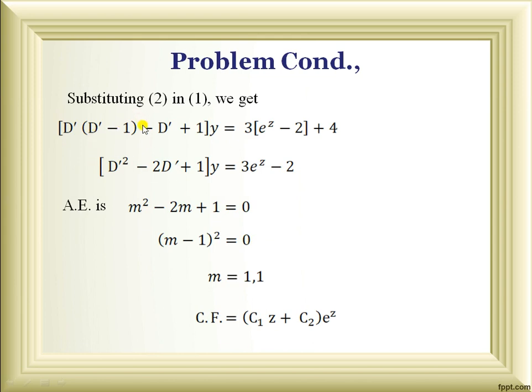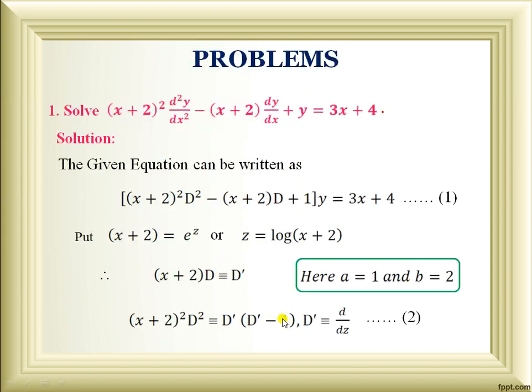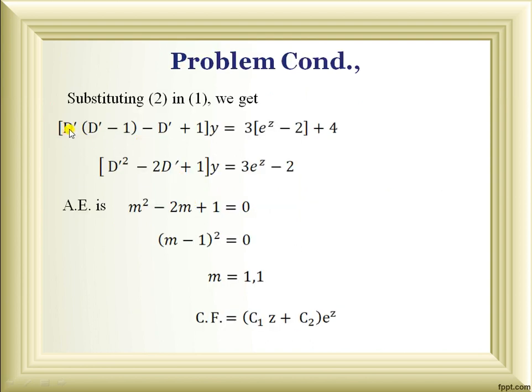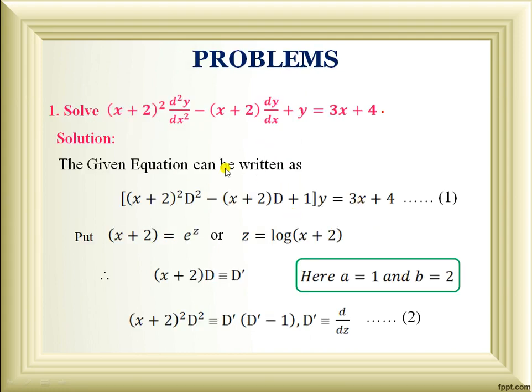So after replacing these replacements into the given problem in operator form, I will get D'(D' minus 1) minus (D' plus 1) into y is equal to 3 into, in place of x, here I am having x. I want to change this whole equation in terms of z. Therefore, in the right hand side also we need to make some replacements.